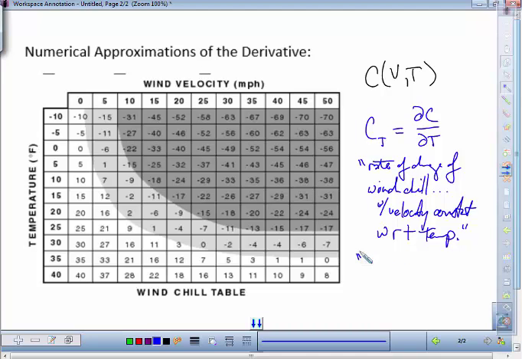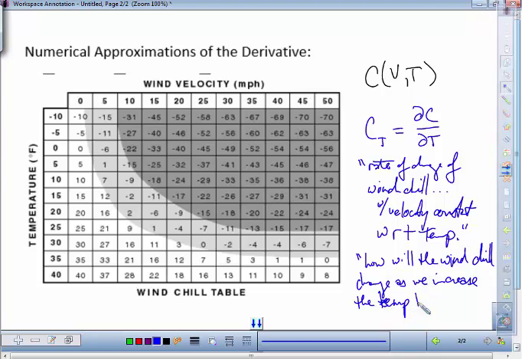What did I say? So, how will the wind chill change as we increase the temperature by 1 degree, and all this happening while velocity is fixed. Wind velocity is fixed.